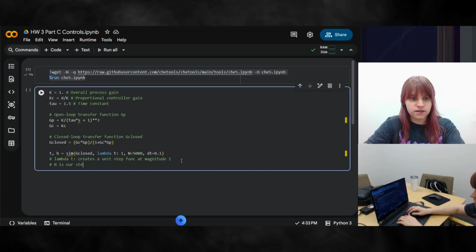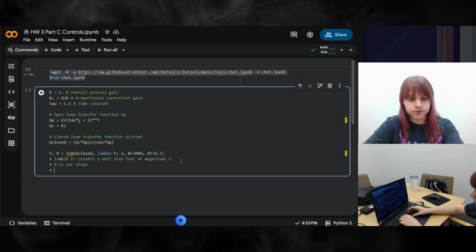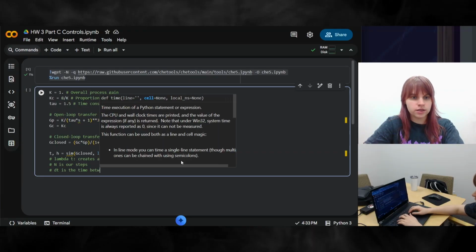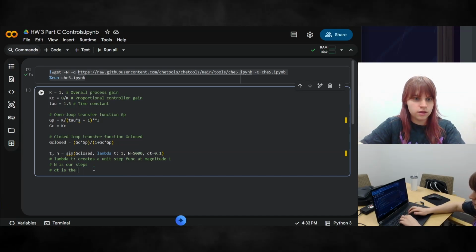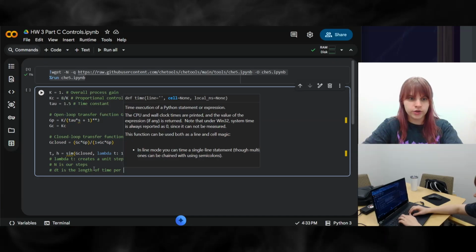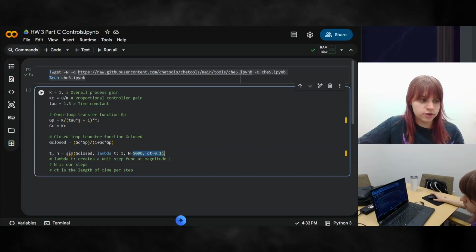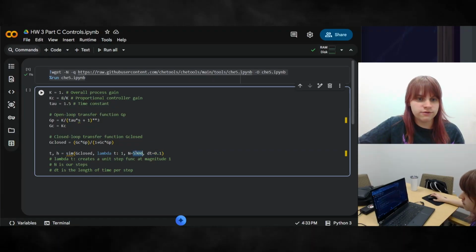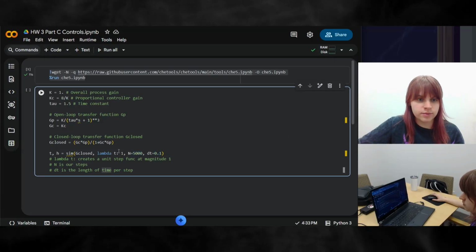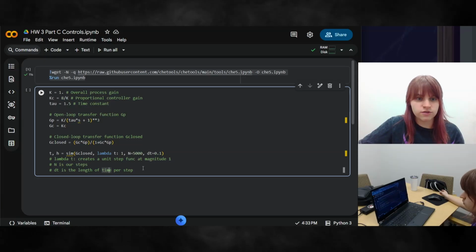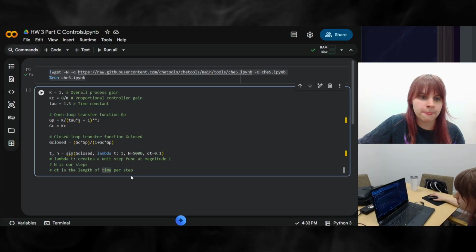N is the number of steps that we take, and dt is the time between steps. Or I guess I should say dt is the length of time per step. This means that our simulation is going to run for 500 units of time, because we have 500 steps times 0.1 length of time per step. So if this was in minutes, we would have 500 minutes. If it was seconds, we would have 500 seconds, etc.